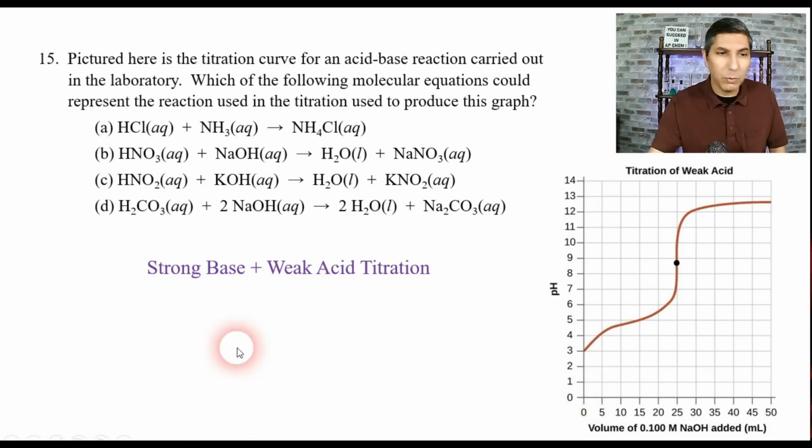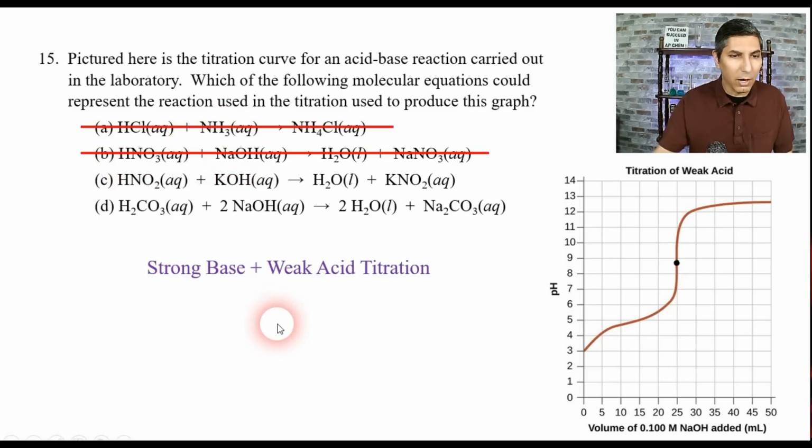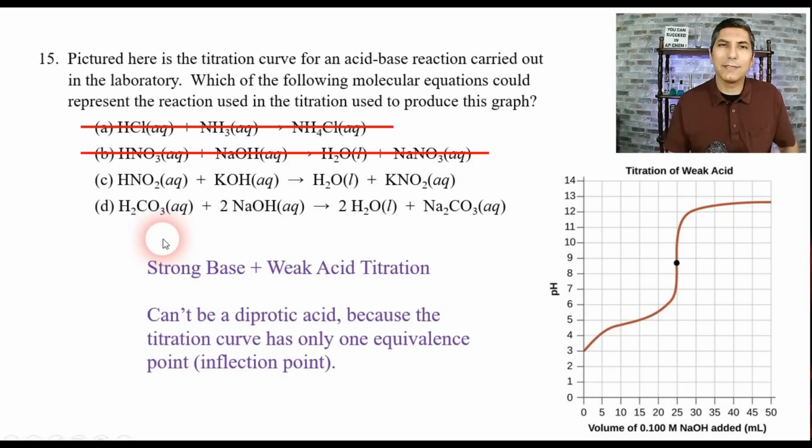Well, since it's a strong base, weak acid titration, I can automatically eliminate choices A and B because choice A is a strong acid, weak base titration, and choice B is a strong acid, strong base. And so A and B are automatically out. Now I'm left with choices C and D, and in both of those choices, we have a weak acid and a strong base. Well, one thing I notice here about choice D is that this choice has a diprotic acid. And a diprotic acid cannot be involved in this titration curve.